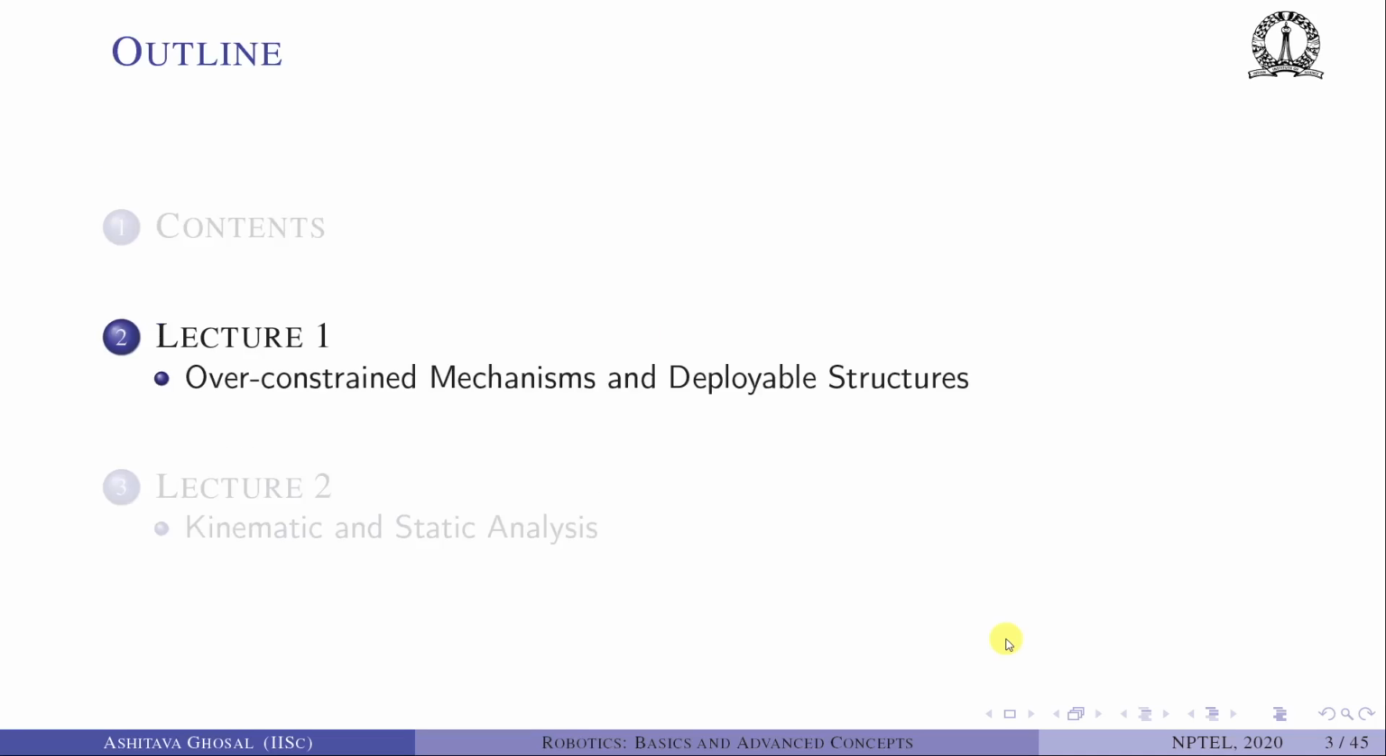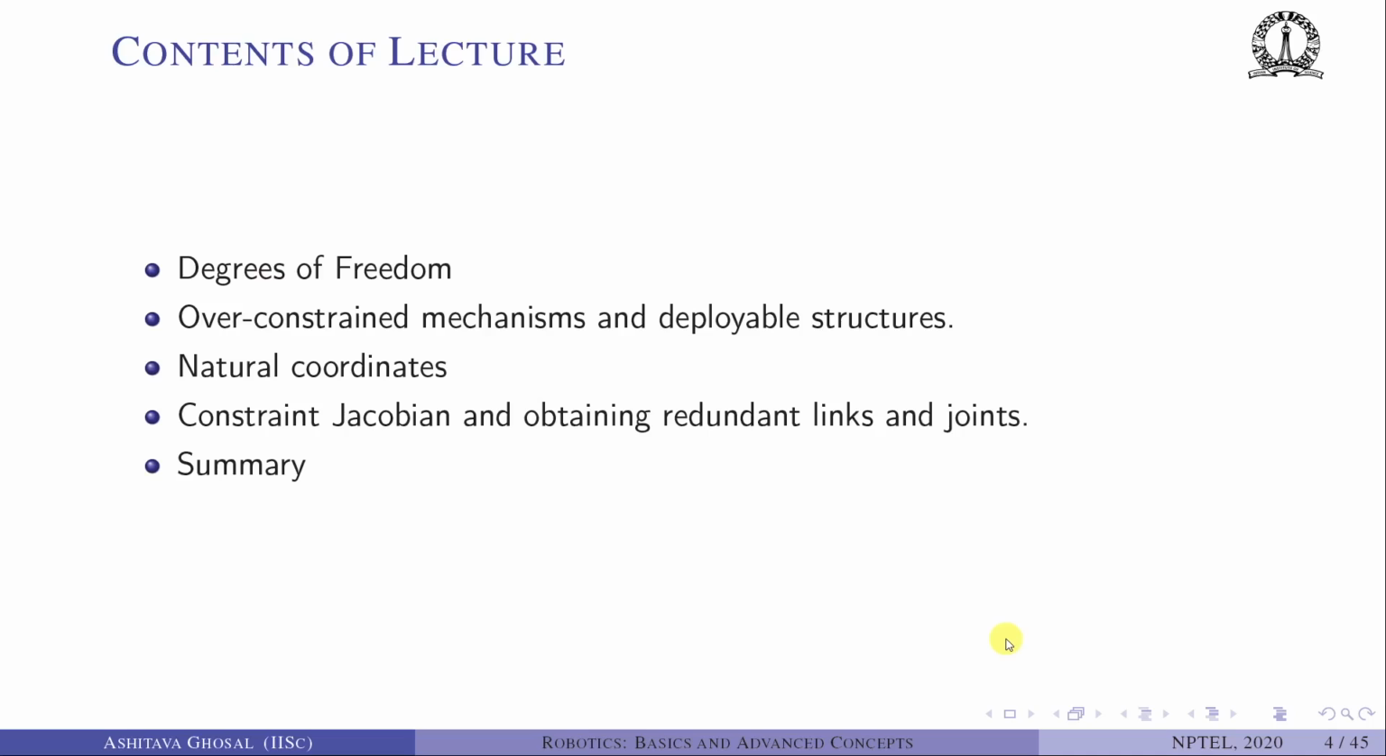Okay, so let's continue. The contents of this lecture are, we'll go back and review this notion of degrees of freedom. Then we will look at over-constrained mechanisms and deployable structures. Then I will show you how we can model and analyze over-constrained mechanisms. This consists of two parts.